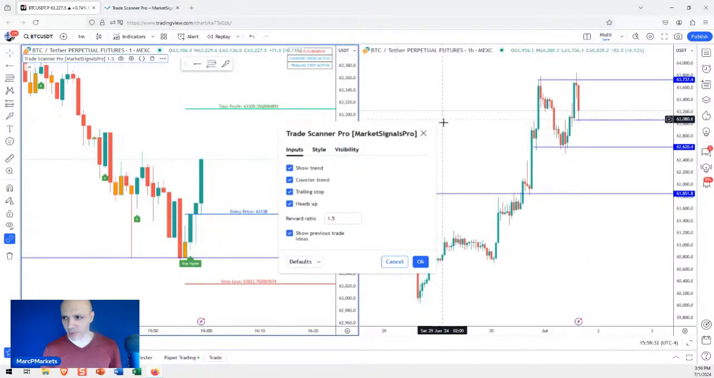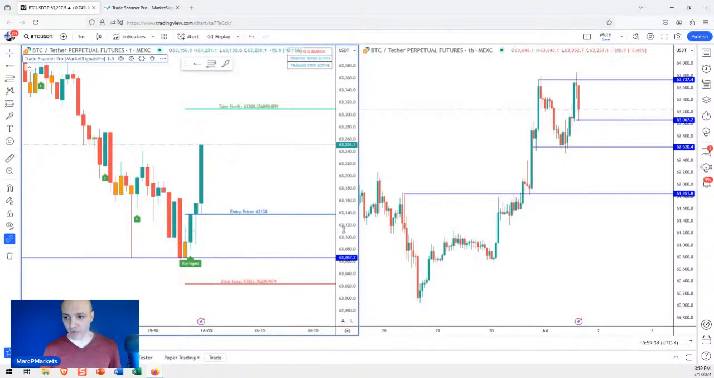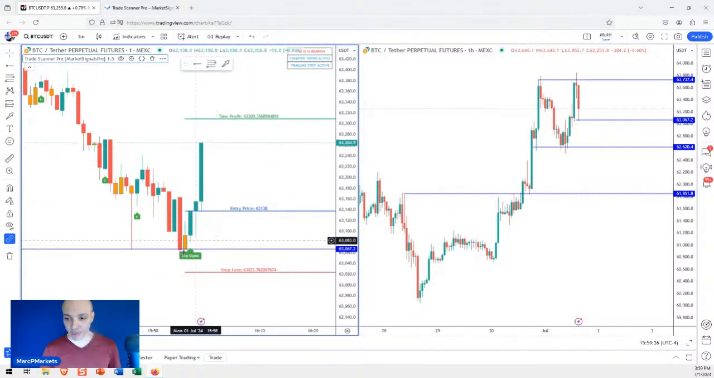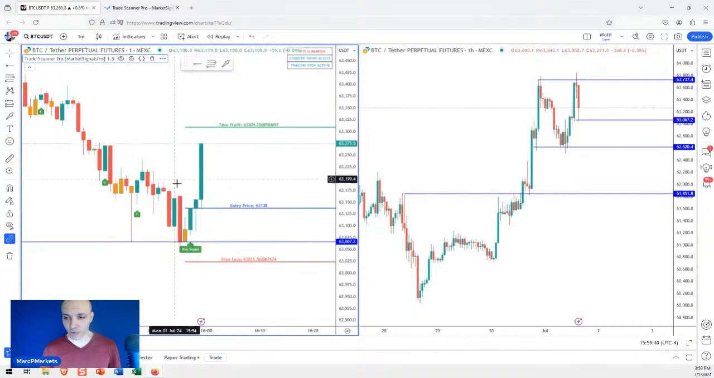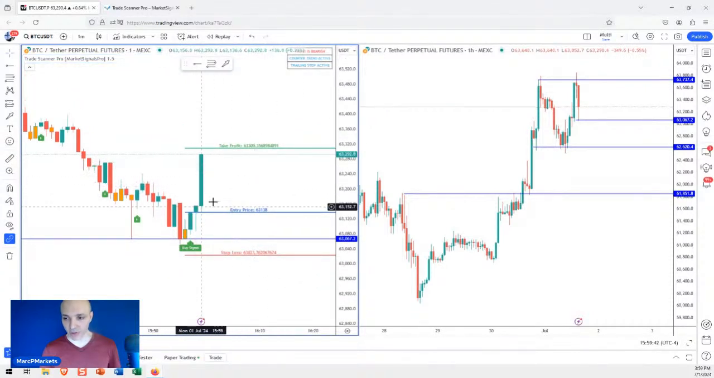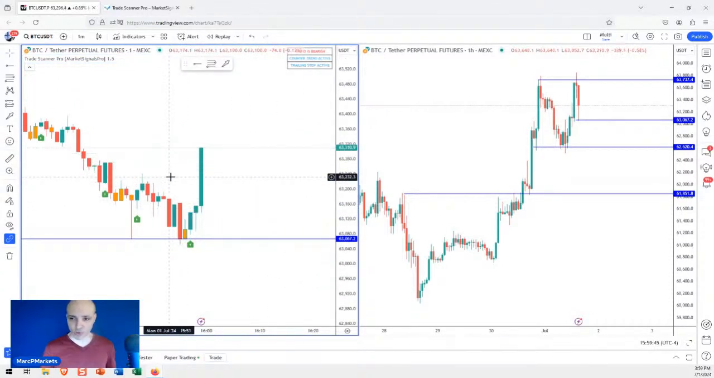Now, my trailing stop is on and I'm in counter trend mode. We don't see the trailing stop yet because it takes some time for it to appear. The market has to move in your favor for a little while, or at least move around without going to the stop. Man, this thing's going straight to that. That was nice. Too bad I wasn't in that one, right?